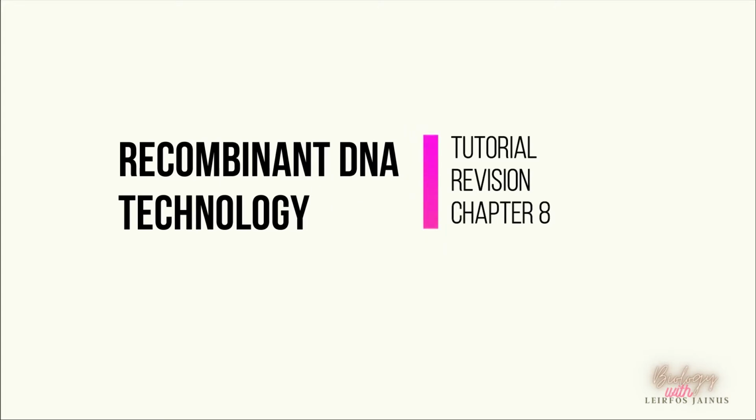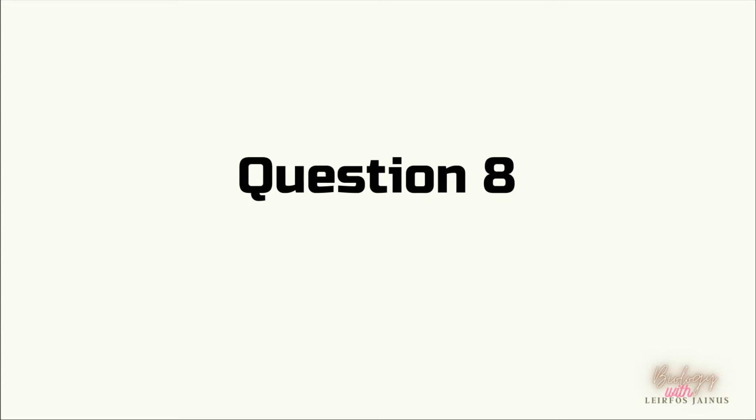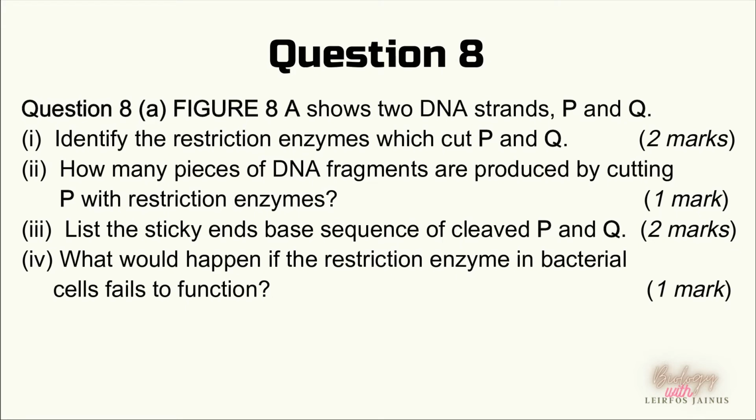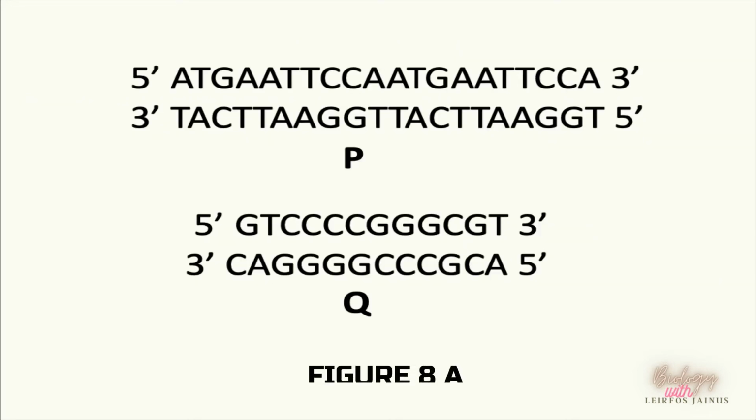In this video, we will discuss the questions related to the recombinant DNA technology. We look into the questions from the workbook biology, question number 8. The question is related to the restriction site and the restriction enzyme that will recognize and cut the specific sequence of the DNA. Figure 8a shows strand P and strand Q. Now we will look into the questions.